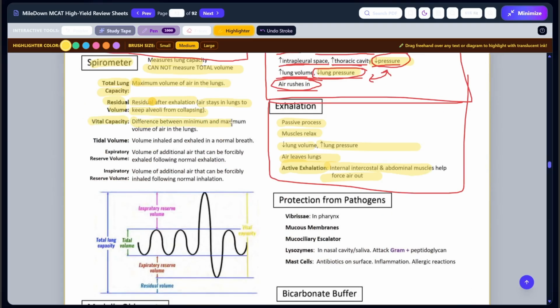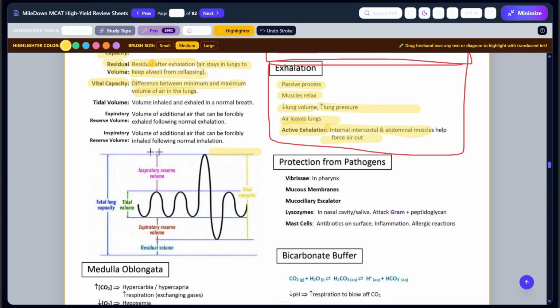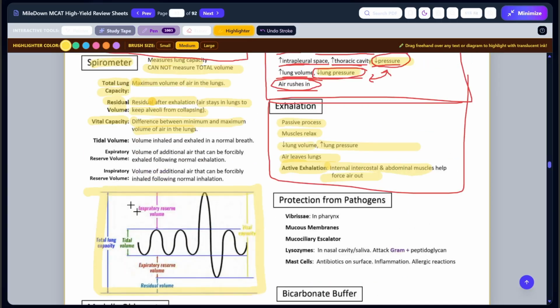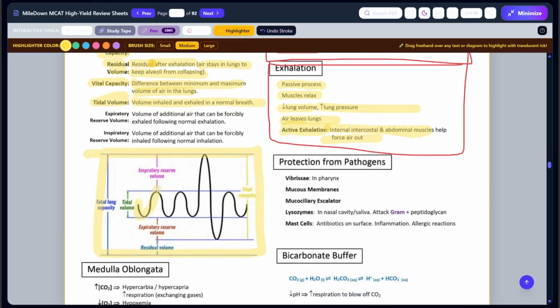Vital capacity is the difference between minimum and maximum volume of air in your lungs, and you can see this all mapped out for you here in this visual diagram. Tidal volume is the volume inhaled and exhaled in a normal breath, only in your normal breath. This is your tidal volume.